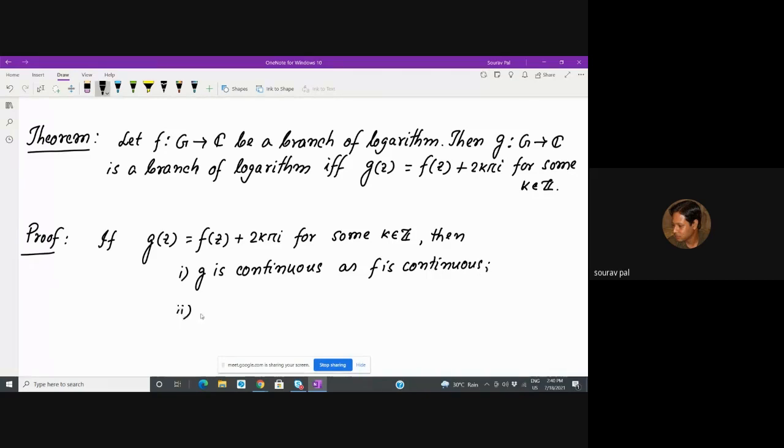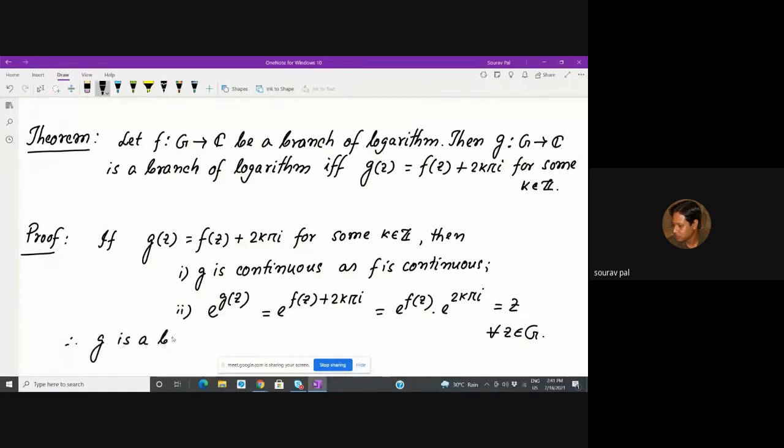And number two, e to the g(z) is equal to e to the f(z) plus 2k pi i, which is e to the f(z) times e to the 2k pi i. This portion is 1 and this portion is equal to z, so it is equal to z. And this happens for all z in G. Therefore, it is simple. g is a branch of logarithm.